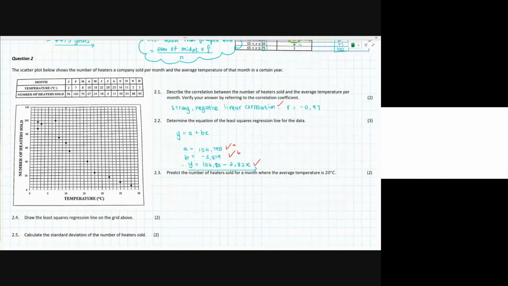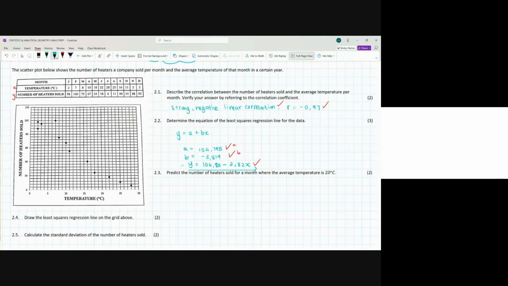Right, question 2.3 says predict the number of heaters sold for a month where the average temperature is 20 degrees. Now remember we said in our table, temperature is X, number of heaters sold, Y. It's always X first, then Y. So I want you, 2 minutes, I want you to tell me what prediction of the number of heaters are going to be sold when it is 20 degrees.